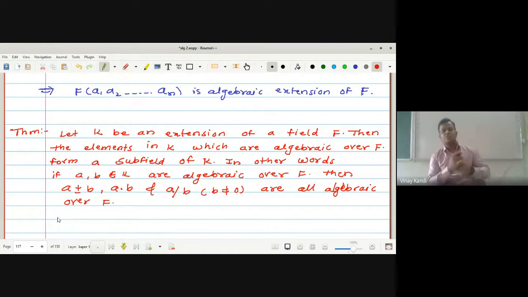So take a collection, a set of all the elements from K that are algebraic over F. They form a subfield of K. So we are creating a subfield. What does that mean? In other words, we can say that if a and b are algebraic over F, then a plus or minus b, a into b, a divided by b are all algebraic.